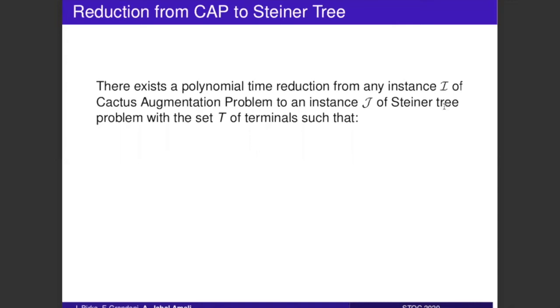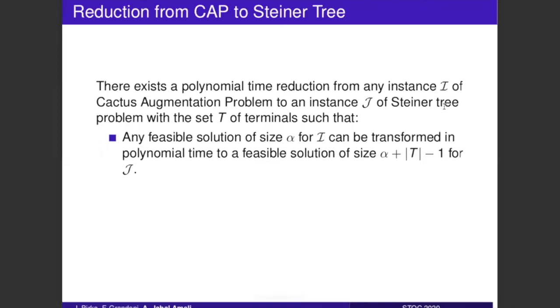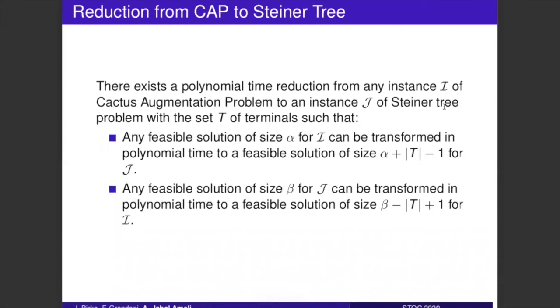In the end, we obtain a polynomial time reduction from any instance I of the cactus augmentation problem to an instance J of Steiner tree problem with the set T of terminals such that any feasible solution of size alpha for I can be transformed in polynomial time to a feasible solution of size alpha plus size of T minus 1 for J. And also in the other direction, any feasible solution of size beta for J can be transformed in polynomial time to a feasible solution of size beta minus size of T plus 1 for I.